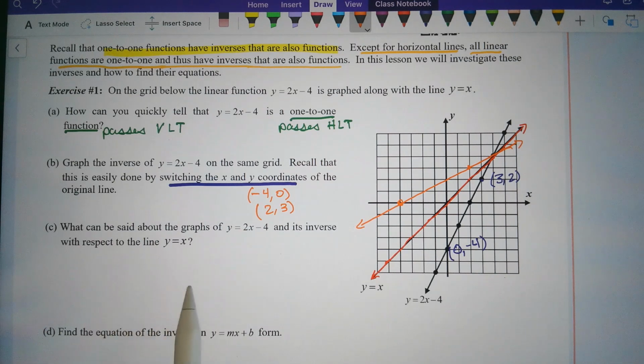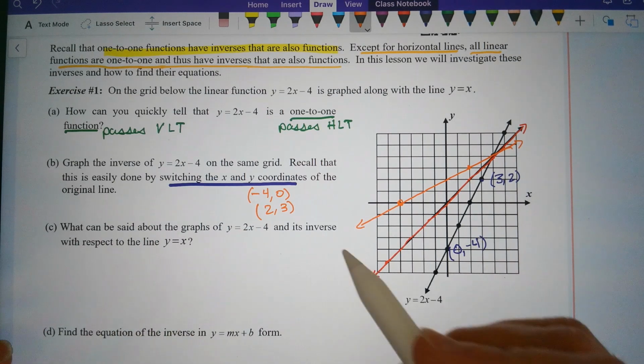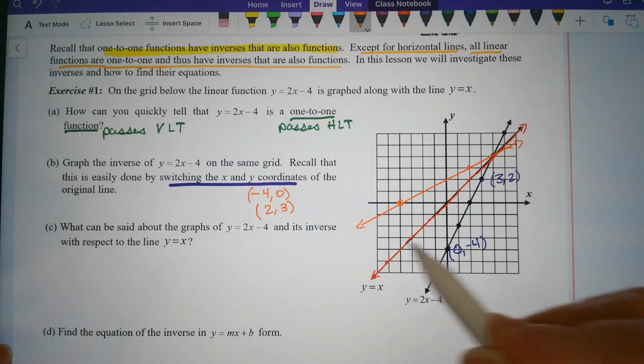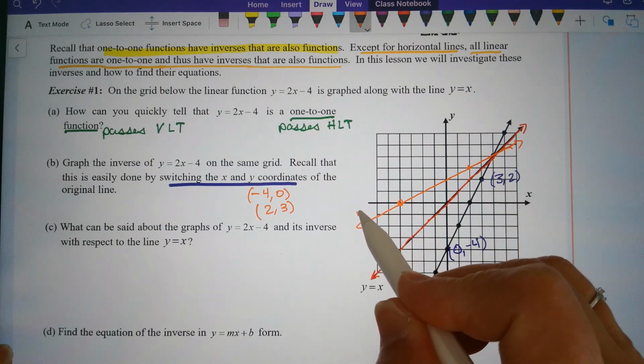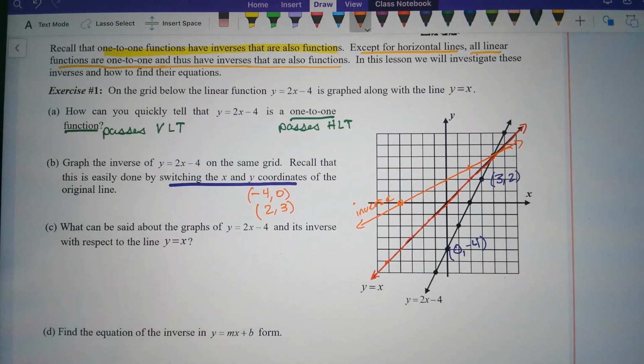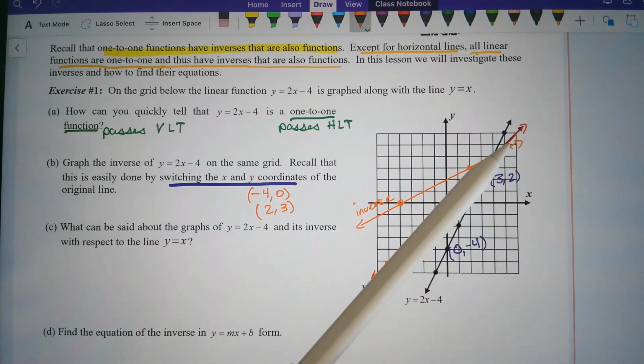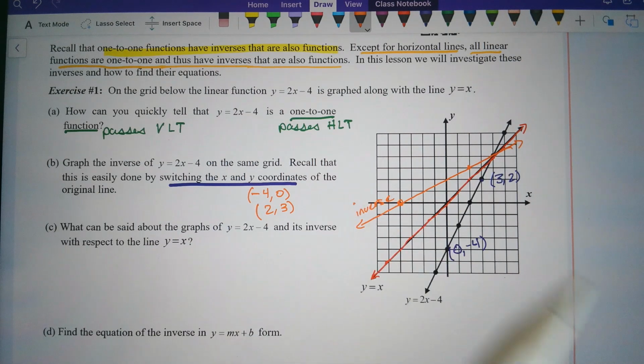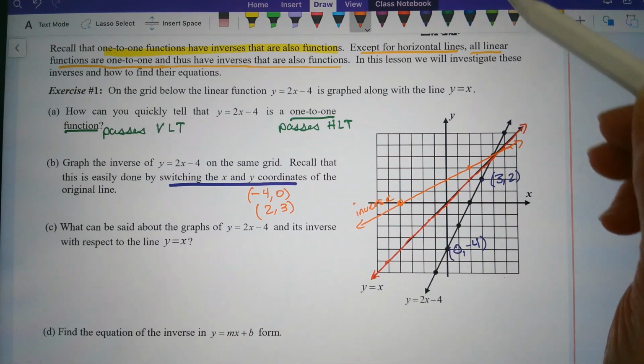See what can be said about the graphs of y equals 2x minus 4 and its inverse with respect to the line y equals x. Well, in relation to this line here, y equals x, they are reflections of each other in that line.